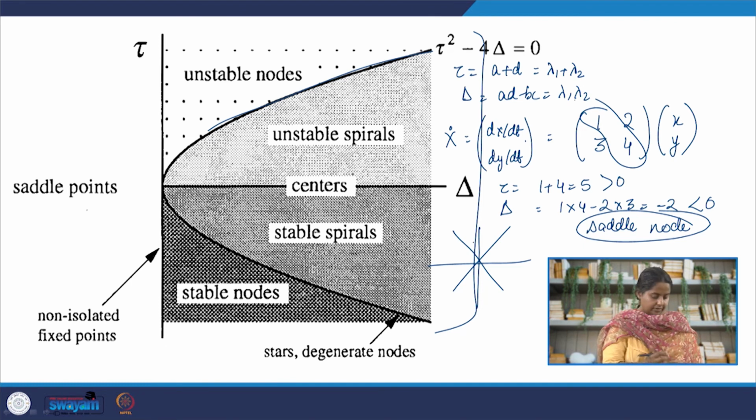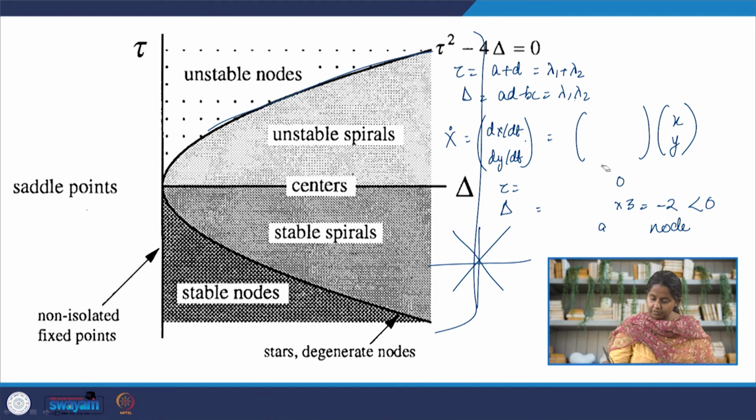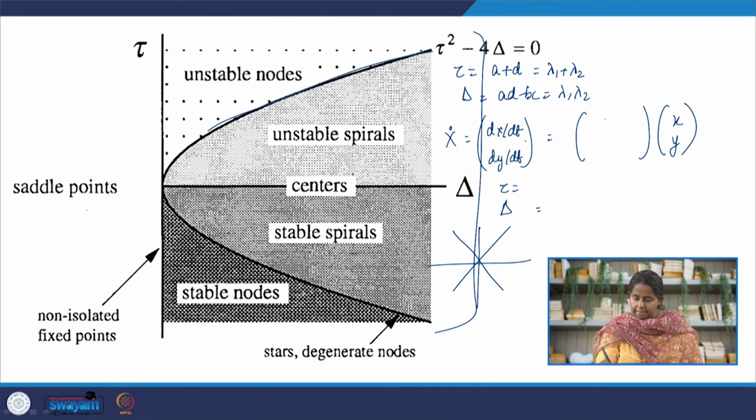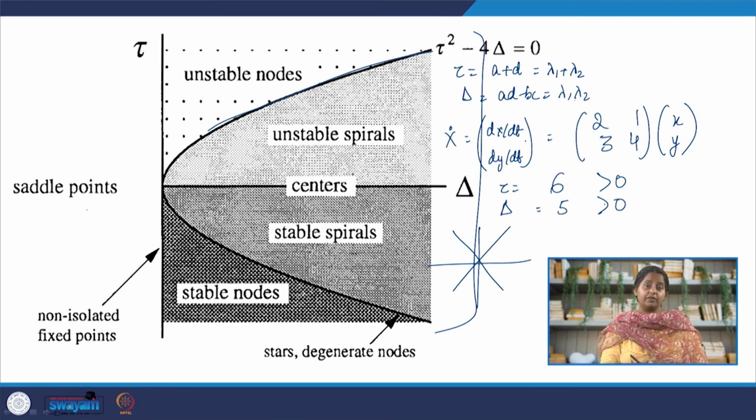Okay, let's take another example. I'll keep the system same. Let's call it 2, 1, 3, 4. Yeah, 1, 2, 3, 4. Going this way now. Okay, what is your trace here? The trace is 6. It is greater than 0. So we're definitely dealing with the first or the second quadrant. What's the determinant here? 2 into 4 minus 3 into 1. That is 8 minus 3. So we're dealing with 5, which is also positive. So now we are in the first quadrant.